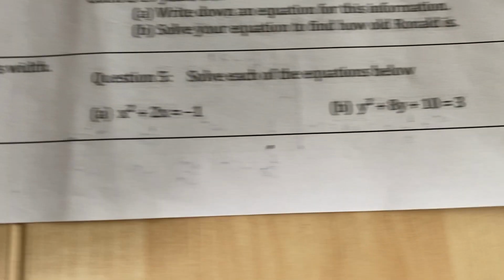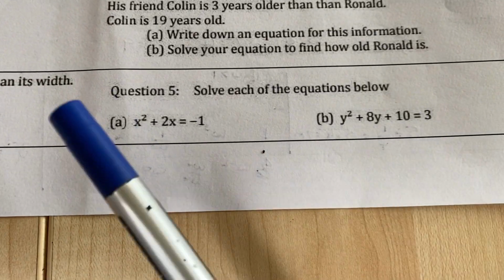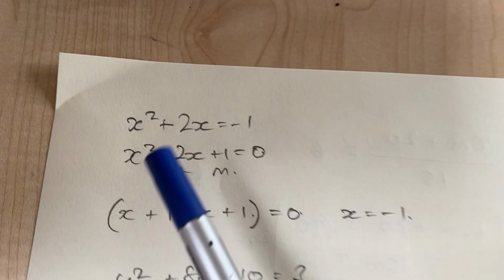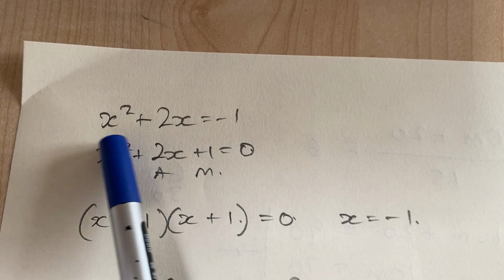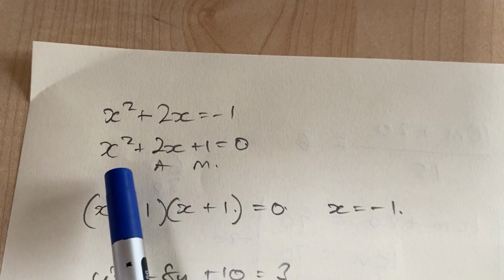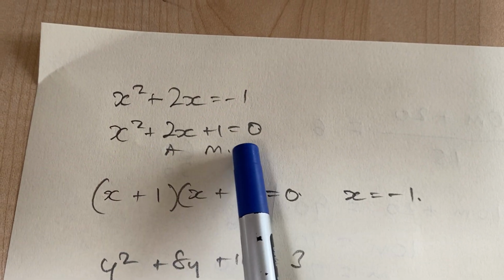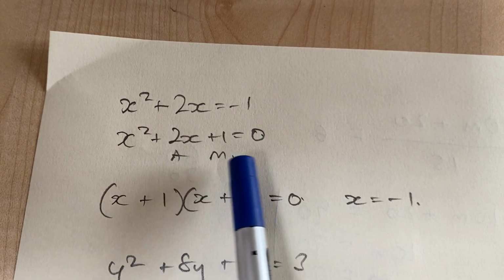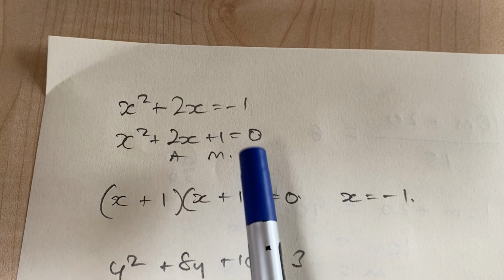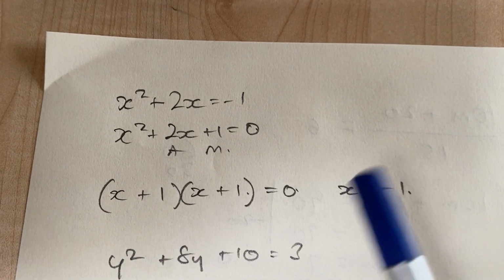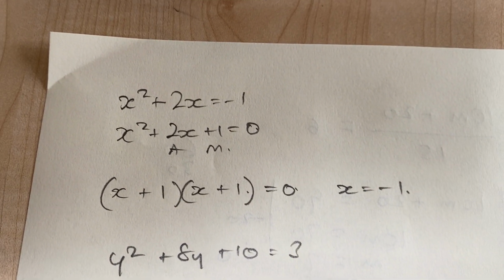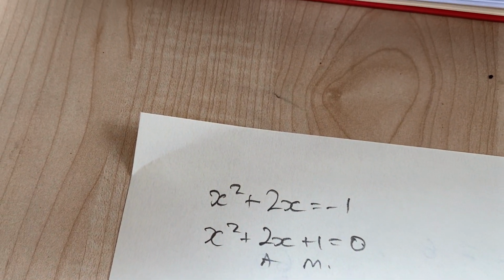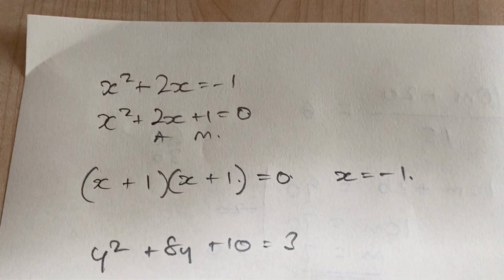Okay, so we're looking at this question set here. We've got a quadratic written in this form, so we've got to rearrange it into the quadratic form like this. So we just add 1 to both sides, and now we've got a quadratic like this. And this is the non-calculator one still.